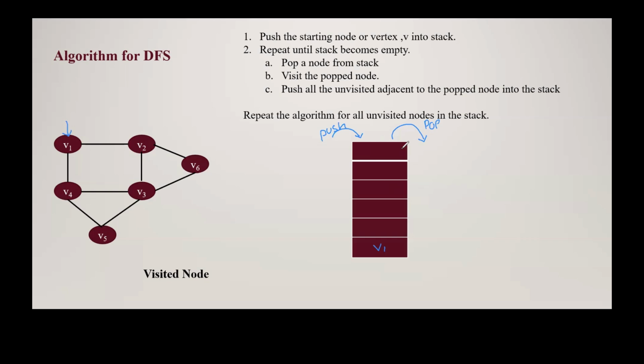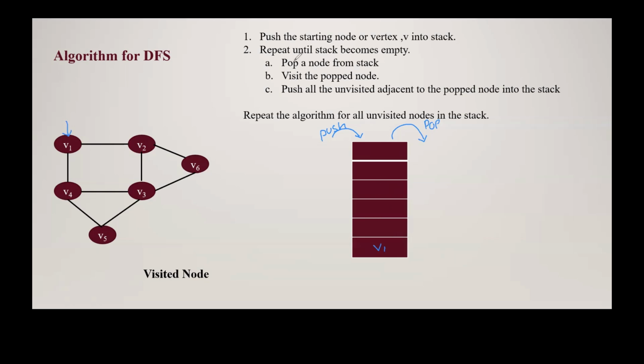A stack is a collection of elements where insertion and deletion happen from one end. From this end we can insert as well as delete. Inserting an element into the stack is called the push operation. Deleting an element is called the pop operation. So first push the starting node. We push it, B1. Repeat until the stack becomes empty.